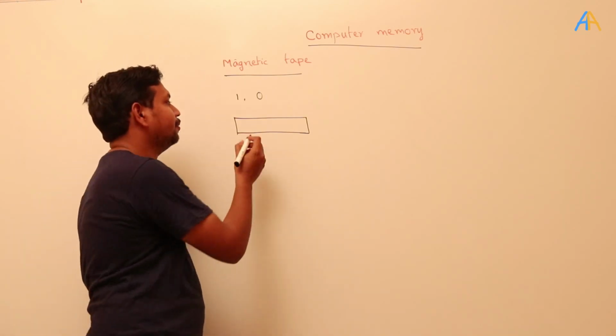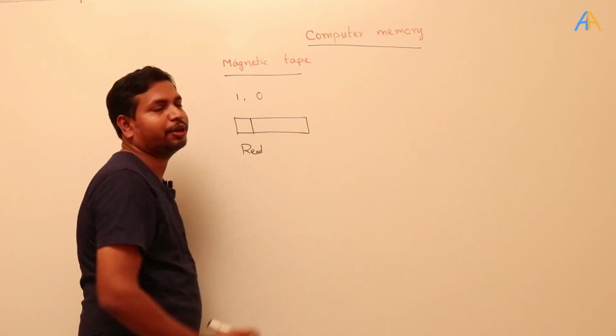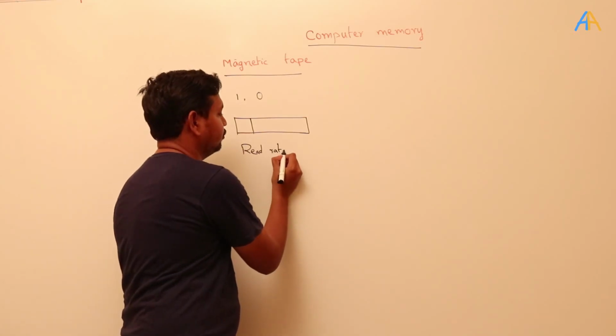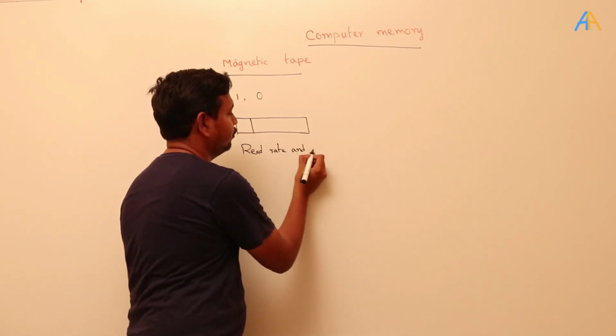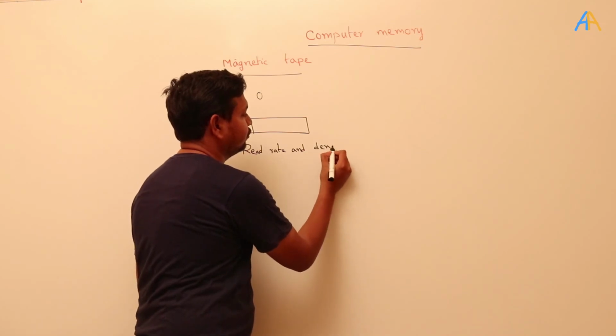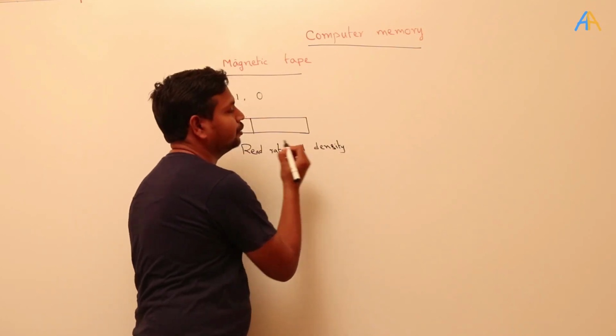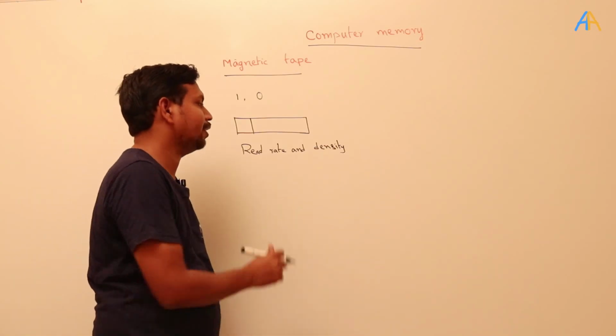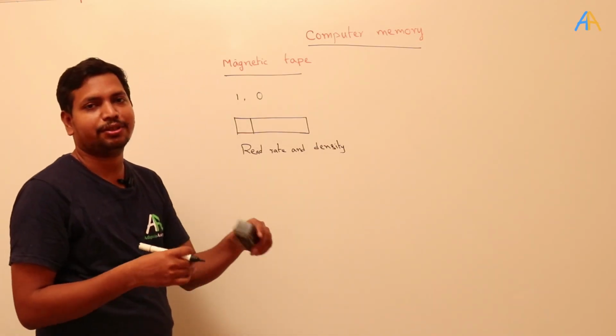And density, for an inch of area, how many bits are there, along with read rate. Density is nothing but the number of bits per inch. Read rate means how fast the tape is rotating.